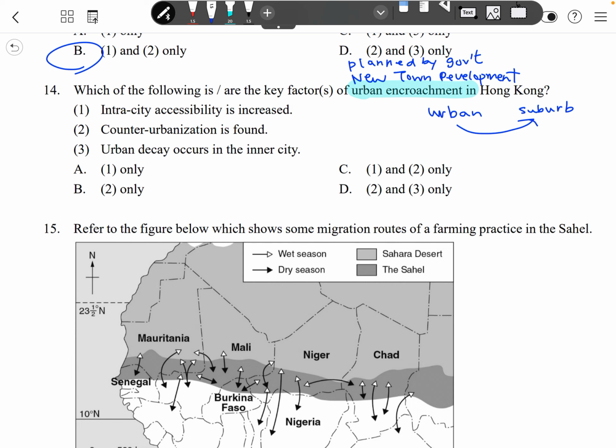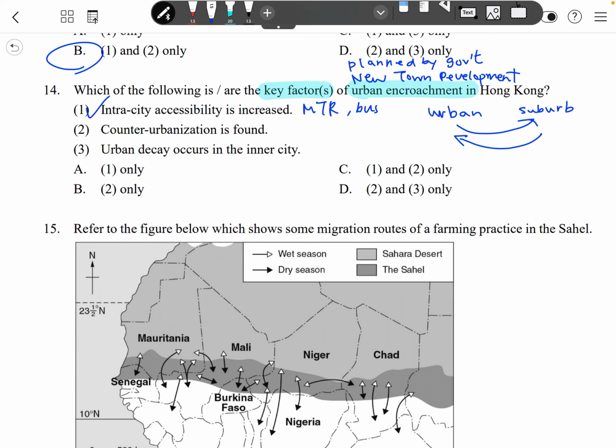So we call this urban encroachment, 都市蠶食. So what's the most important factor, why can it work? Number 1, intra-city accessibility increase. Intra-city, okay, 跨越區域啦, 叫 intra-city 啦. So here it means the urban area and suburbs have better linkage. So the accessibility is linked up with the MTR or bus or the roads. So that's why we have urban encroachment.